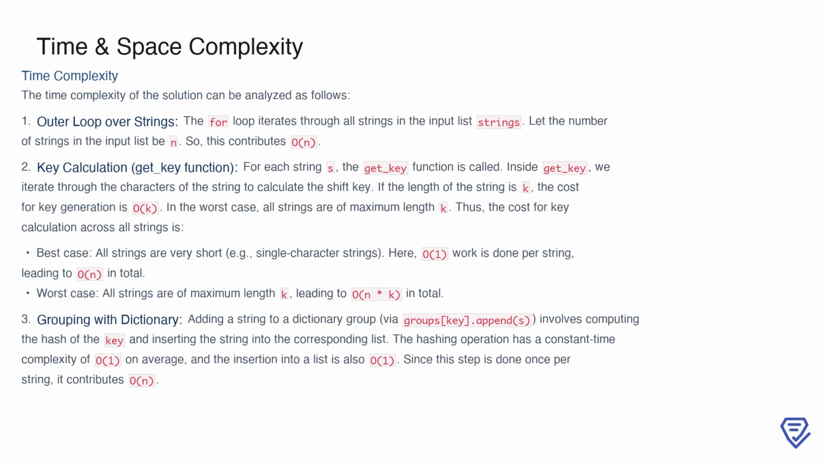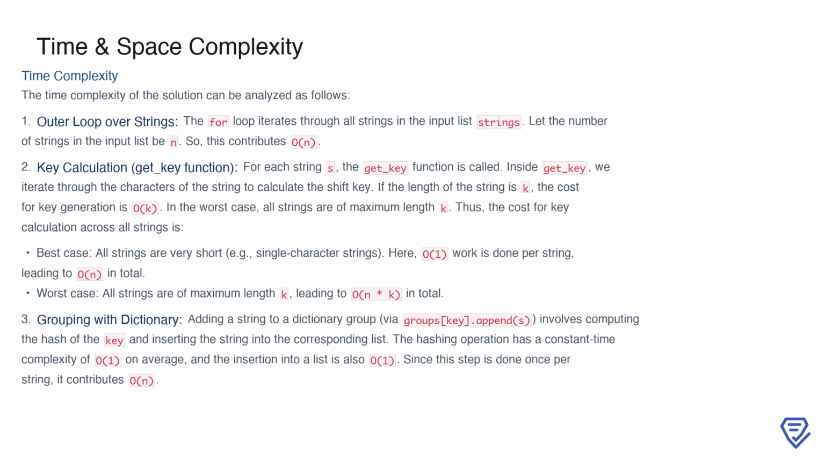To analyze the time complexity of this solution, we start with the outer loop, which iterates through all the strings in the input list. If there are n strings, this loop contributes O(n) to the overall complexity. For each string, we calculate a unique key using the get_key function. This function iterates through the characters of the string to compute the shift pattern. If the length of the string is k, the key calculation takes k time for that string.